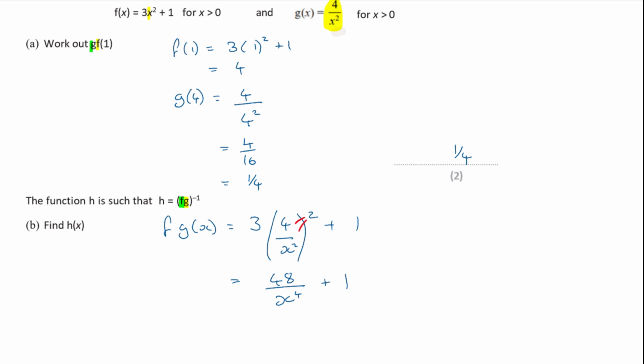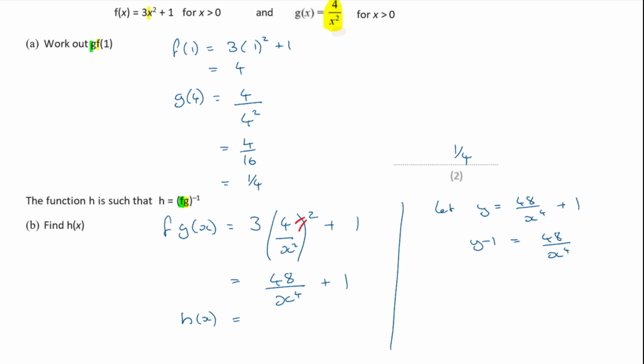Now, when I want to find h of x, I need to find the inverse of that function. So h of x is going to be the inverse of what I've just found. Now, to find an inverse, what I normally do is I say let y be my function that I want to find the inverse of, and then I rearrange it for x, and then I rewrite the y's back for x's again. Okay, so we start off with y equals 48 over x to the power 4 plus 1. I'm going to make x the subject. So the first thing I'm going to do is subtract 1 from both sides. That's going to give me y minus 1 is equal to 48 over x to the power 4.